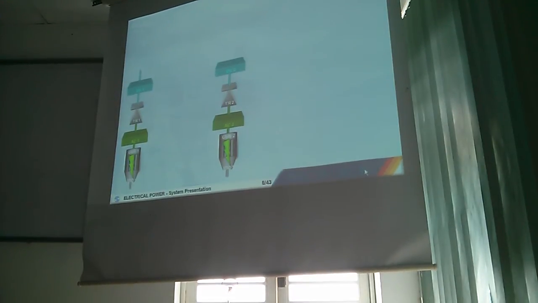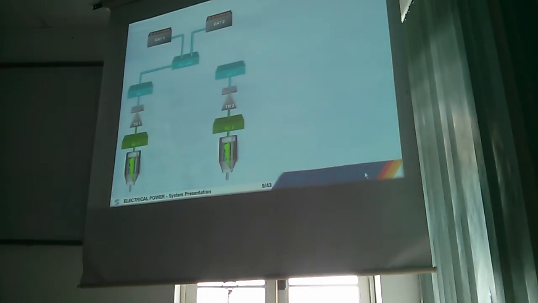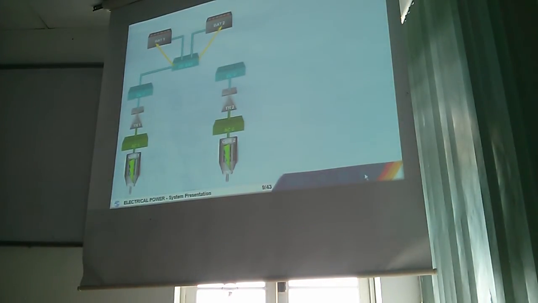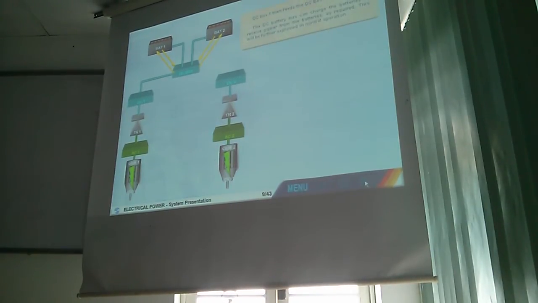DC bus 1 then feeds the DC bat bus, DC bat. The DC battery bus can charge the batteries or receive power from the batteries as required. This will be further explained in normal operation.